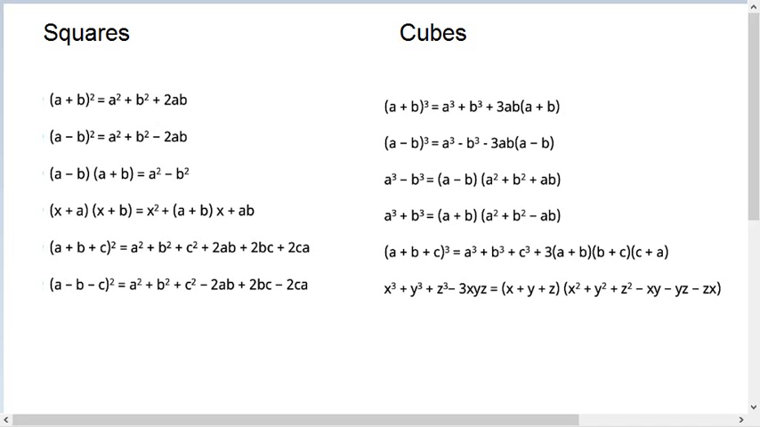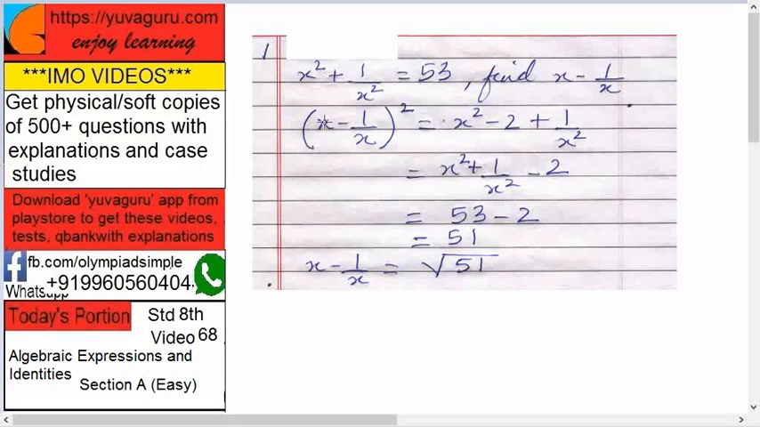A square plus b square minus 2ab. So a square is x square, b square is 1 upon x square, minus 2ab, so 2 into x into 1 upon x. Both get cancelled, only 2 remains. So what do we get now? X minus 1 upon x the whole square equals x square plus 1 upon x square minus 2.